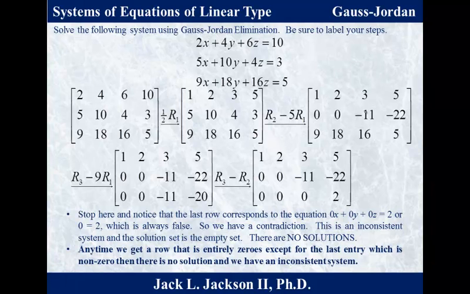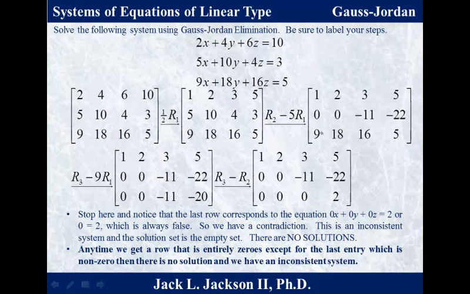First, we want a 1 right here, so I'll multiply row 1 by a half. This is 1, 2, 3, and 5. Next, get zeros below with our elimination step. Negative 5 times row 1 plus row 2. Let's see, it's 0 here. Negative 5, negative 10 plus 10 is 0. Negative 3 times 5 is 15. Negative 15 plus 4 is negative 11. Negative 5 times positive 5 is negative 25 plus 3 is negative 22.